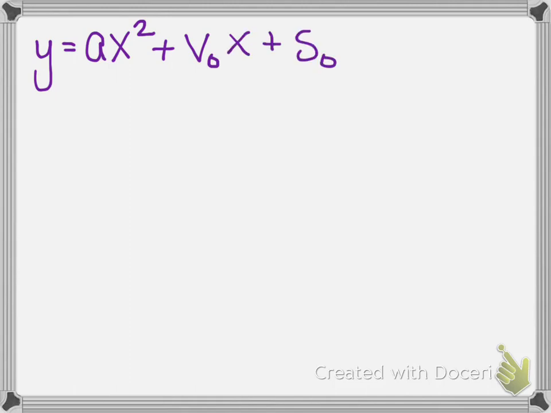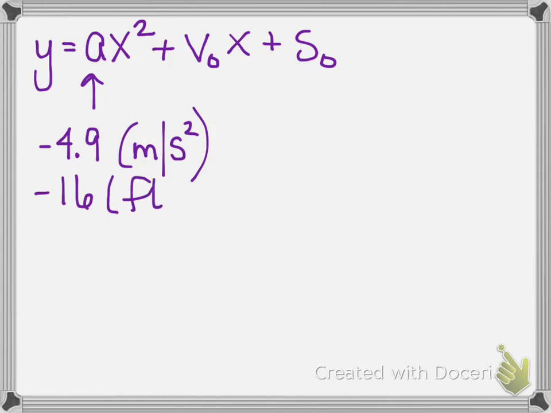So, remember our projectile motion equation is y equals a times x squared plus your initial velocity times x plus your initial height. Remember, a is either negative 4.9 if the problem's in meters, or it's negative 16 if the problem is in feet.